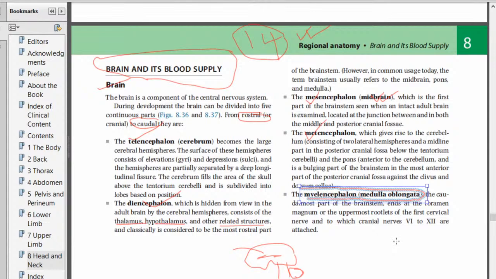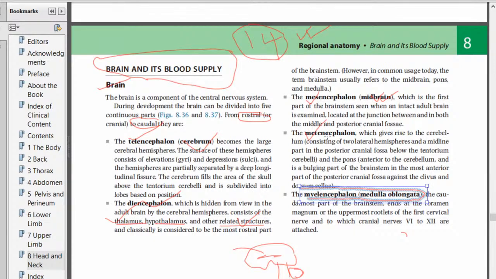So basically there are 5 structures. Telencephalon is the most prominent, which gives development to the cerebrum. Diencephalon gives development to the hidden structures between the cerebrum, that is, the thalamus, hypothalamus, and smaller structures. Mesencephalon, or midbrain, is the first part of the brainstem seen when an intact adult brain is examined.